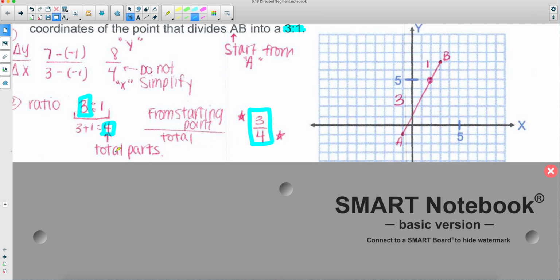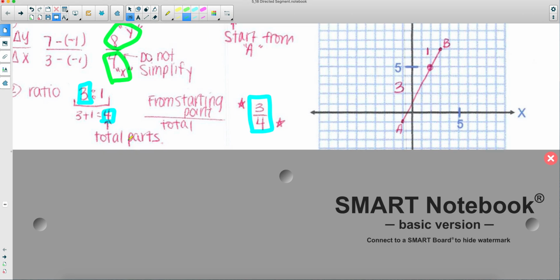Now you find the total number of parts by adding the 2 pieces together. So 3 plus 1 is 4. It's going to be this way every single time. You're always going to take the first part of the ratio and put it over the total number of parts. So now the next step is combining this change in y, this change in x, and using 3/4. Because this essentially means we want to go 3/4 of the way. So we're going to take our change in x and multiply it by 3/4, and then take our change in y and multiply it by 3/4. This will tell us how far to move x-wise and how far to move y-wise.